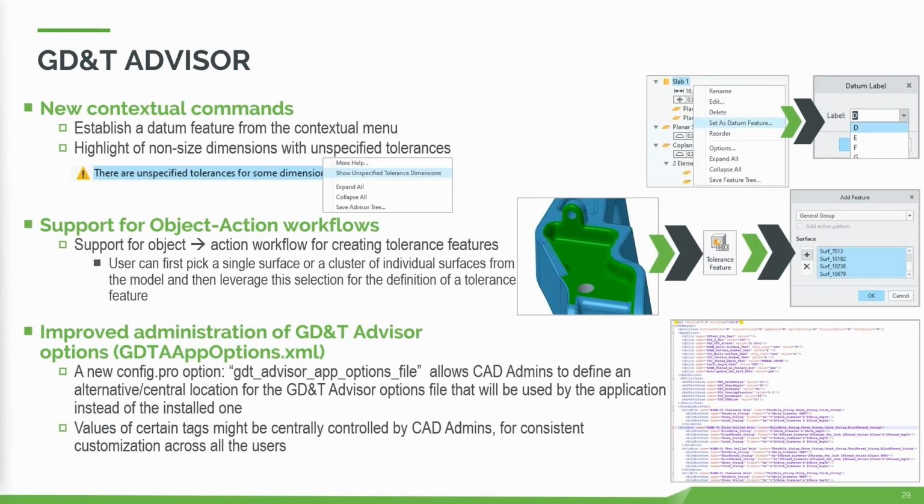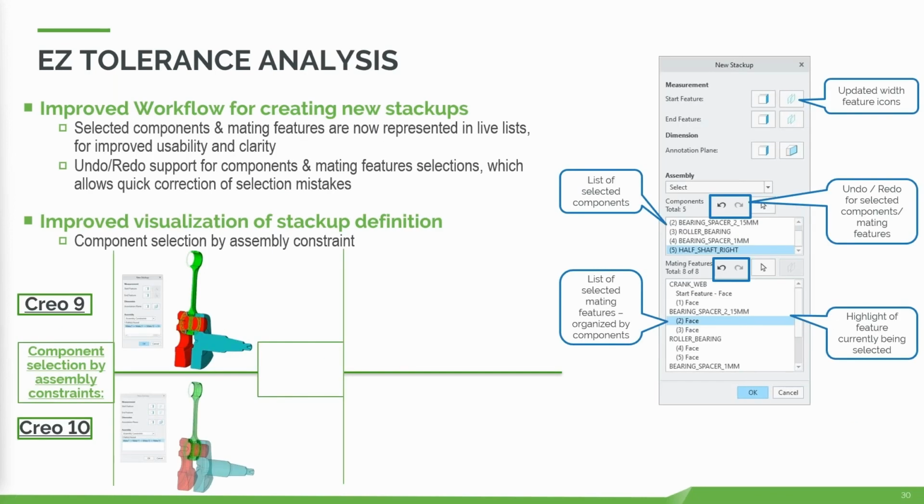Some new contextual commands as well when you're working within things. Support for object-action workflows when you're creating tolerance features, so you don't have to go action-object. Users like to work that way better. And in terms of the admin side of things, management is now through an XML file that points to a centralized location config document, so you can have everyone follow the same controls.